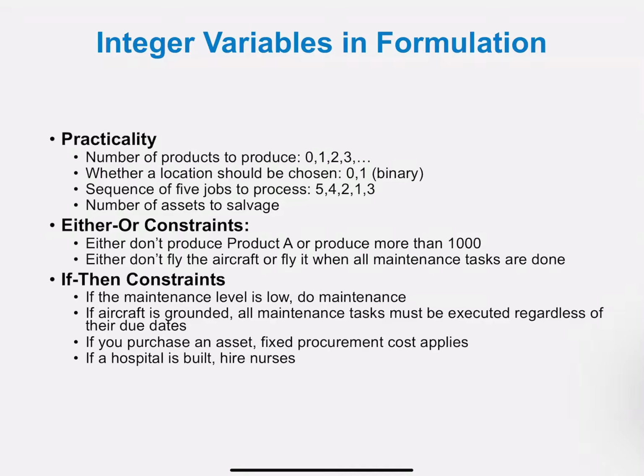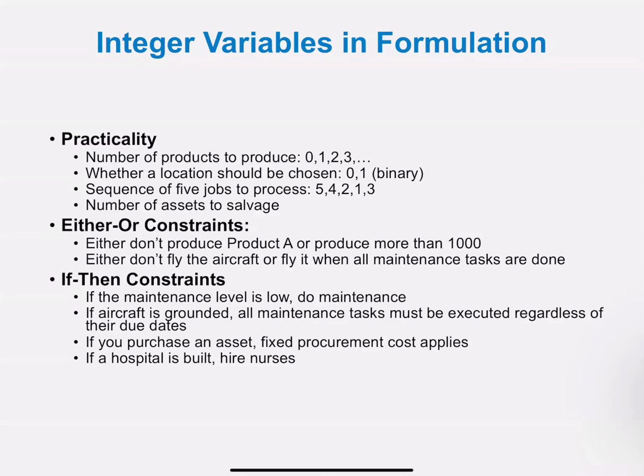And if you purchase an asset, fixed procurement costs will be incurred. If a hospital is built, then you also have to hire nurses. So in all these practical applications where we need to formulate the constraints, we will end up introducing integer variables, and for those we will have integer programming problems.